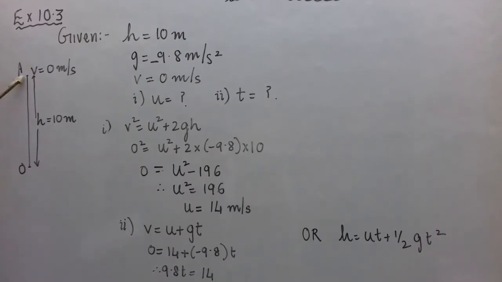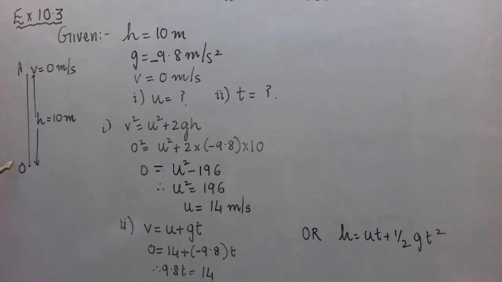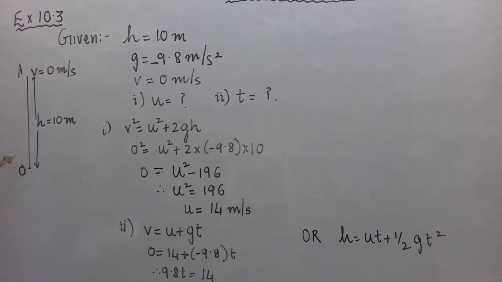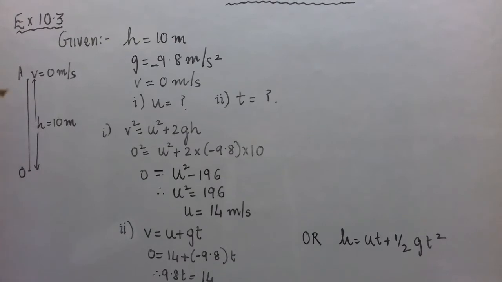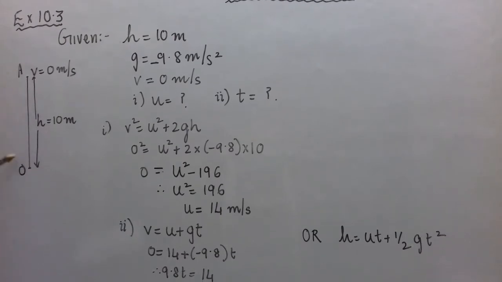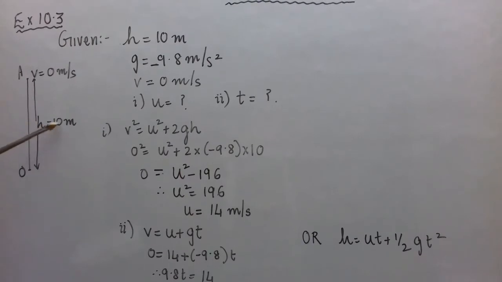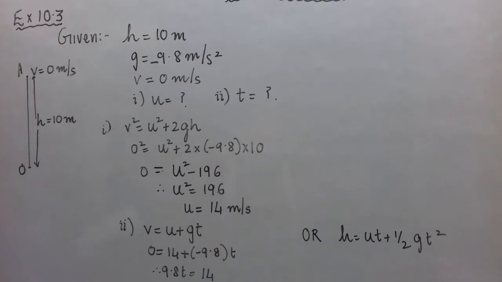An object is thrown vertically upwards, so I have drawn the rough diagram here. Let O be the point from where the object has been thrown vertically upwards and rises to a height of 10 meters. So this is the maximum height reached by the object. I have represented this by OA. So OA is the height attained, that is H is equal to 10 meter. So A is the peak point, peak position.